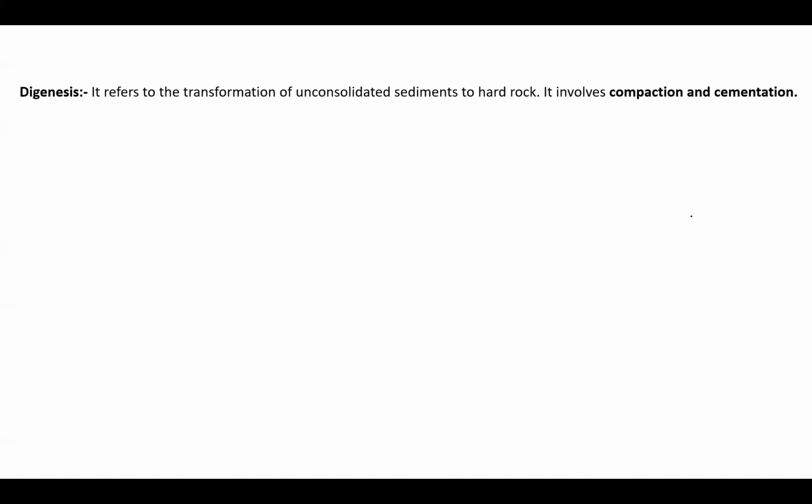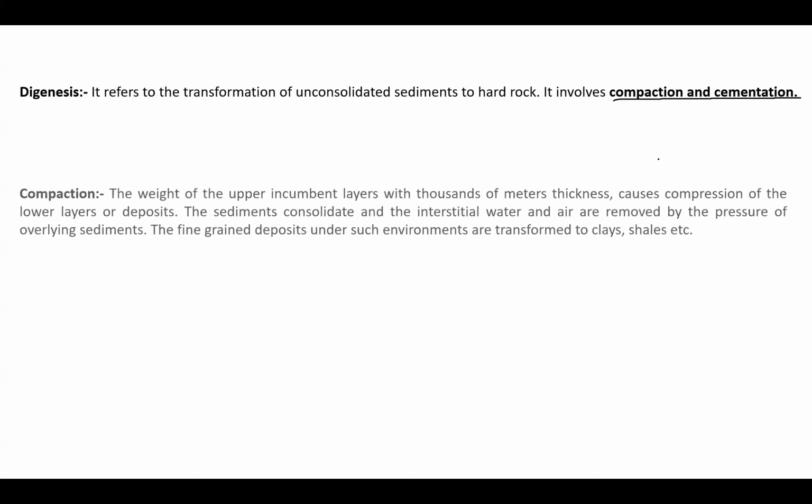So it involves two important processes. Those are called compaction and cementation. Compaction, cementation, the word itself says. So compaction: the weight of the upper overlying layers, with thousands of meters of thickness, causes compression of the lower layer. What happened? As I told you, small depositions accumulate. Due to the heavy depositions, the deposits will be of very heavy thickness. What happened? It leads to the compression of the lower layers.